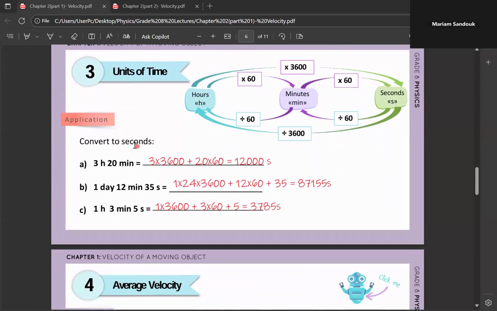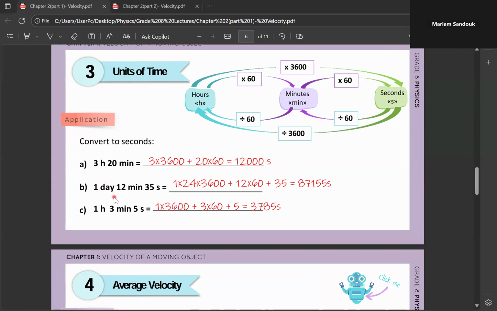This is a direct application about the units of time. If we have 3 hours 20 minutes, I want to convert it into seconds. From hours to seconds, it's times 3,600, so I say 3 times 3,600, plus 20 minutes. I want to convert it into seconds, so I write 20 times 60 to obtain seconds. So we obtain 12,000 seconds.